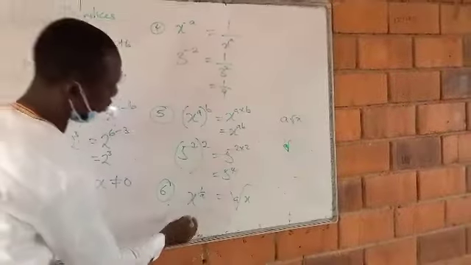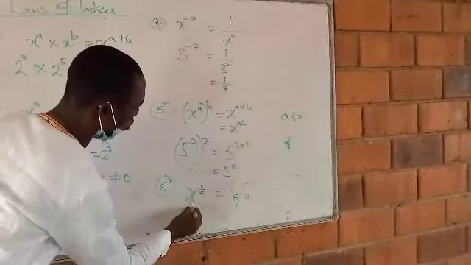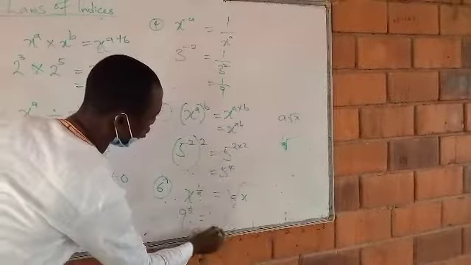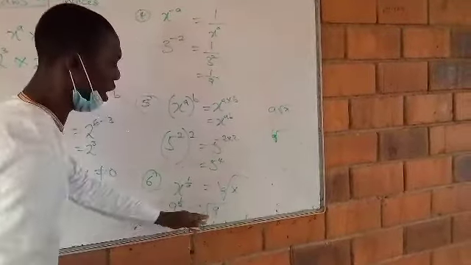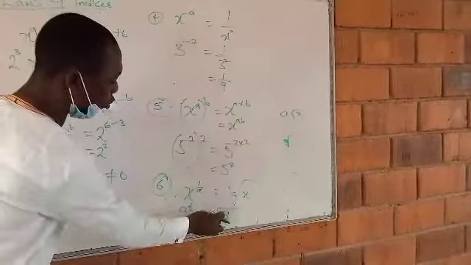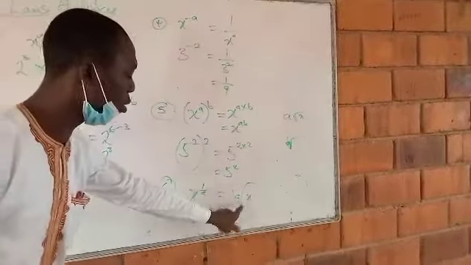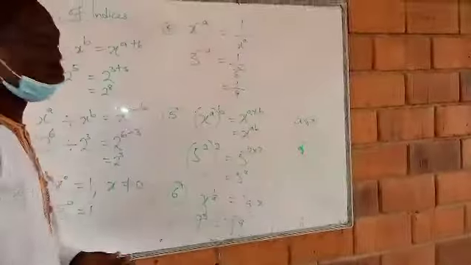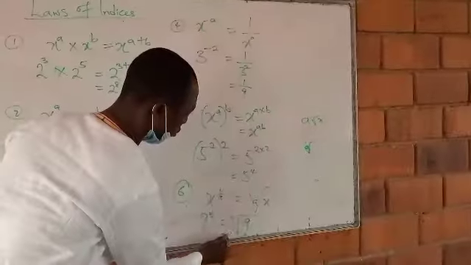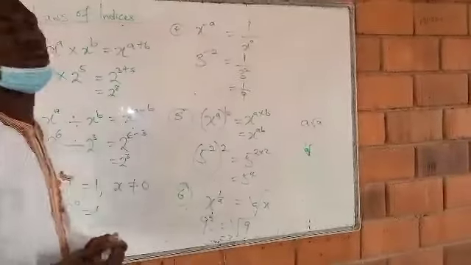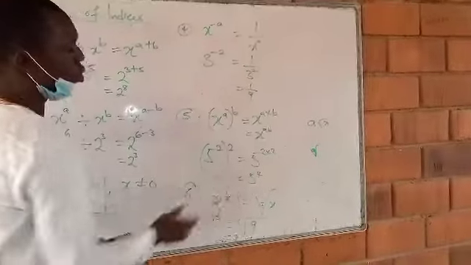Let's take, for instance, if I have 9 raised to the power 1 over 2, that will be square root of 9. There is no need for me to write this 2 here, because this sign already is 2. So square root of 9 is what? 3. Let's take another example on this.